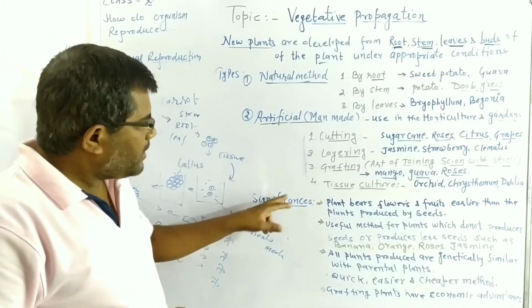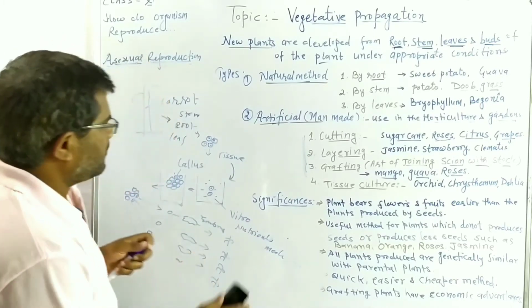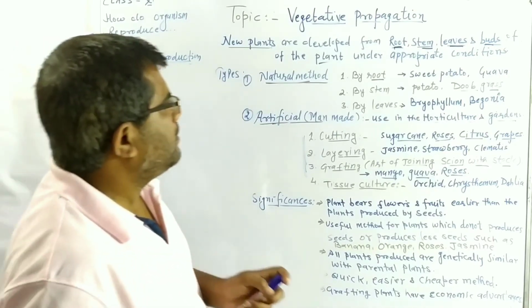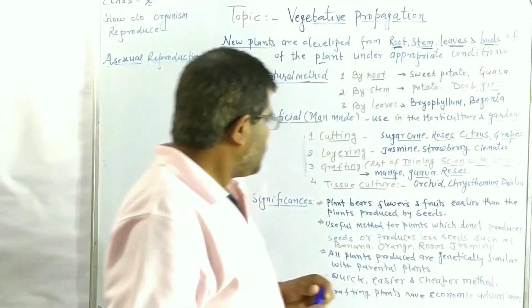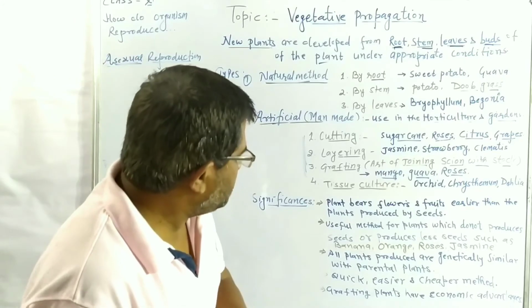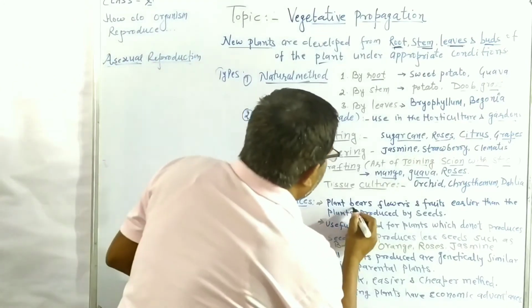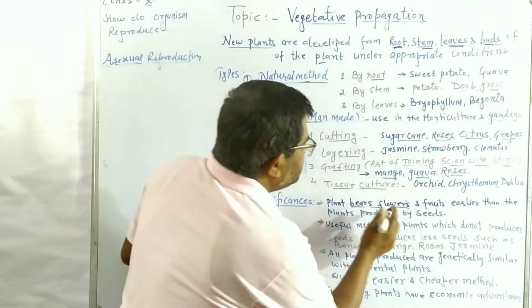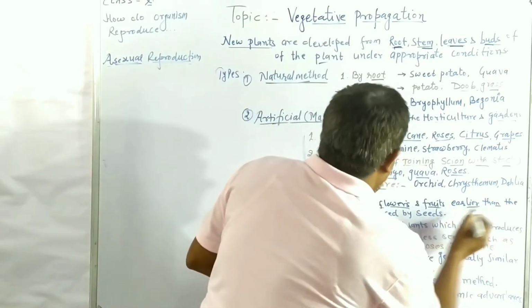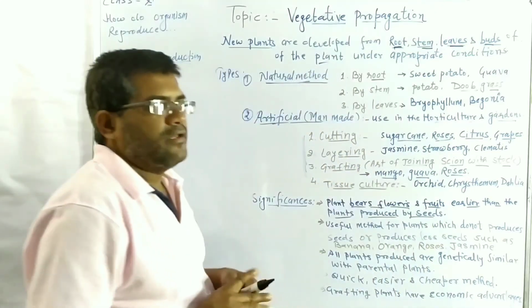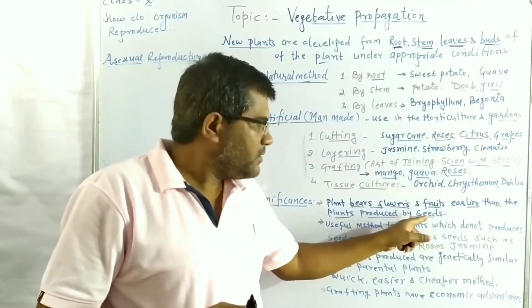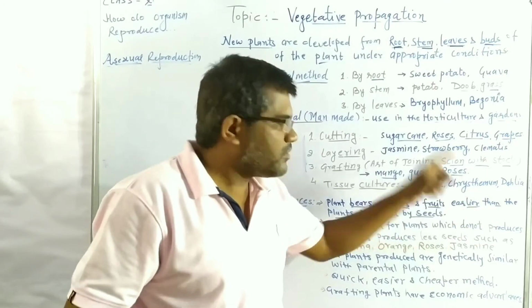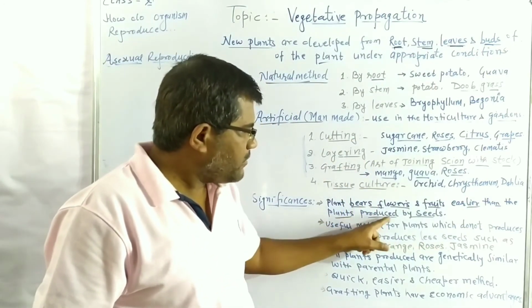And now, what is the significance of vegetative propagation? How is it beneficial? Because here new plants are developed from the root, stem, leaf and bud. First significance: the plants bear flower and fruit earlier than the plants produced by seed. Plants are generally produced by seed, but when plants are produced by vegetative propagation, the flowers and fruits come earlier as compared to the plants produced by seed.